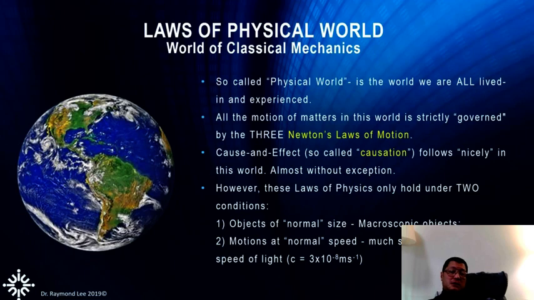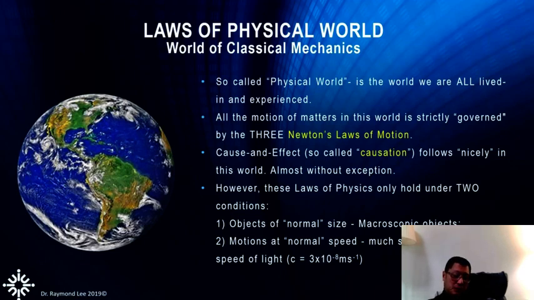The main reason is that in that case, the whole gravity wave field will be distorted because of the gravity of the object itself, because it's so massive. And the second condition is that the object is moving at what we call a normal speed. What is called a normal speed?